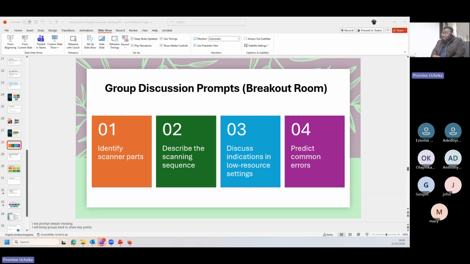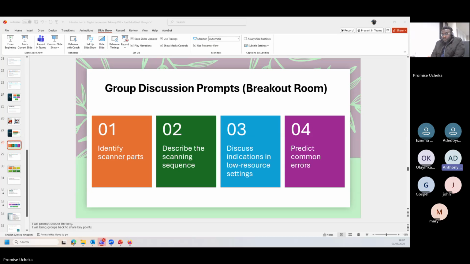What about prediction of common error? I didn't quite hear most of you engaging so much on that. So what I would like to do is to ask those of you in room 1. In room 1, we had Anthony, Gospel, and John. Do you want to tell us any of the scanner parts that you can remember or you can be able to identify?